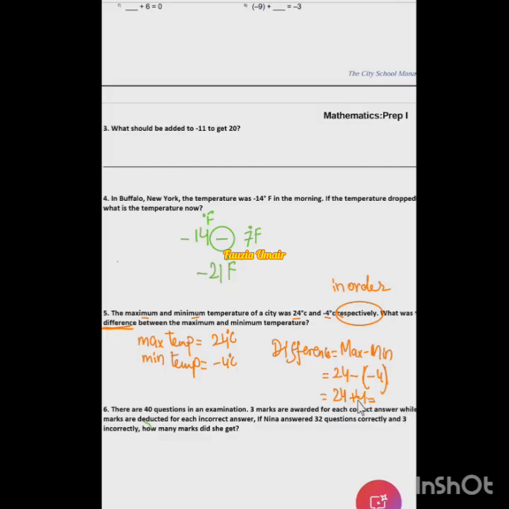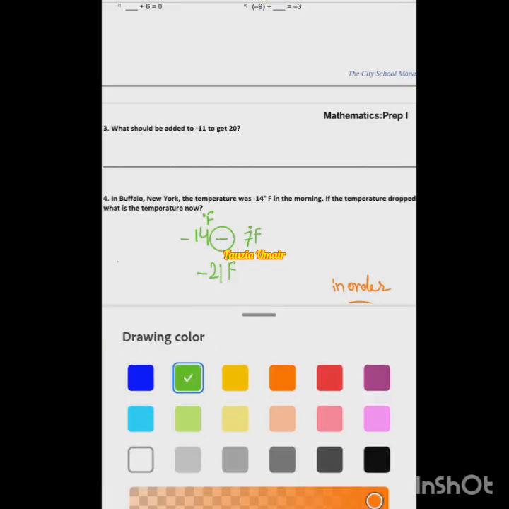Excellent. So what will be the total temperature difference? 28. 28 degrees Celsius, right? Yes, ma'am. So let's move on to the next question.